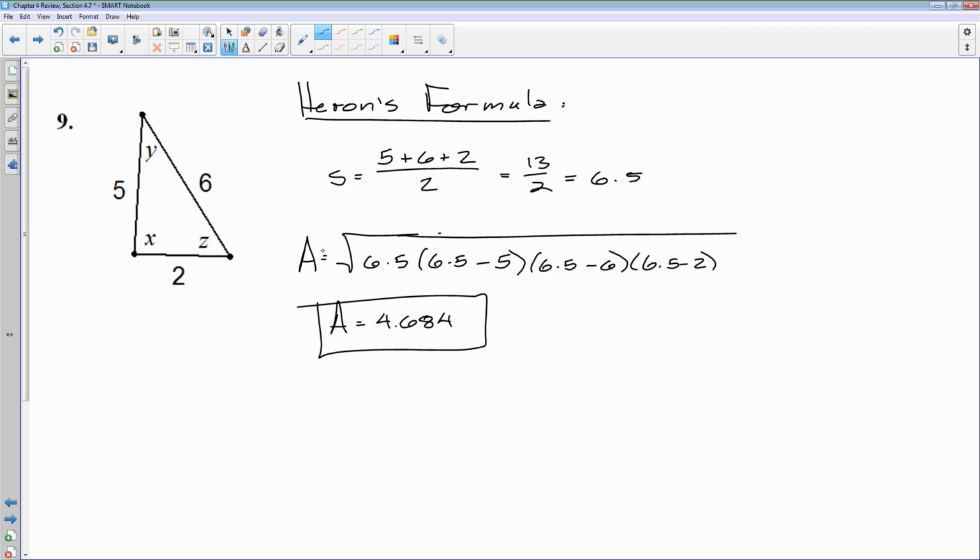Not a whole lot to it. You just have to know that formula. I am not giving you formulas on the test, so make sure you know these.